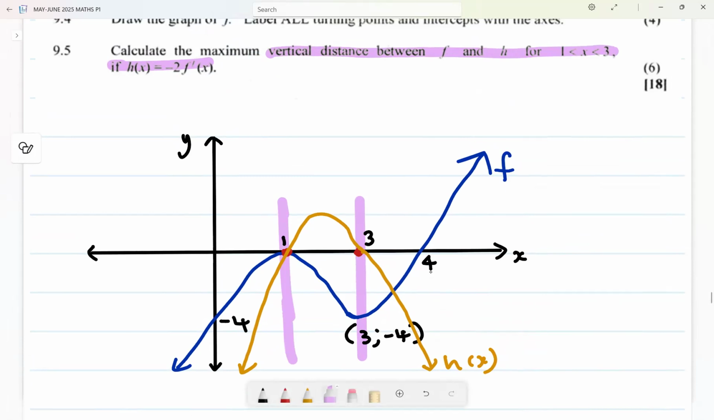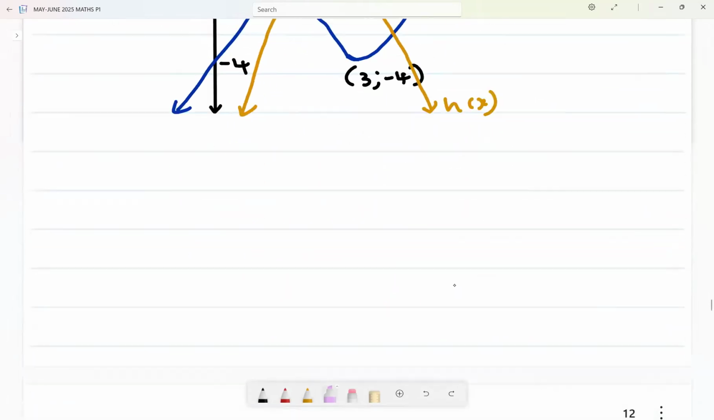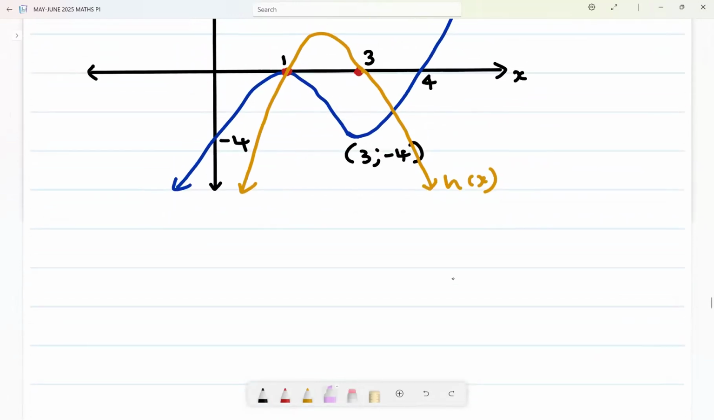So what is the maximum distance? Remember, I can get this one. This is still the distance. So I want a maximum. So I can create an equation for the distance and maximize it. Okay, let me remember which one is above the other.